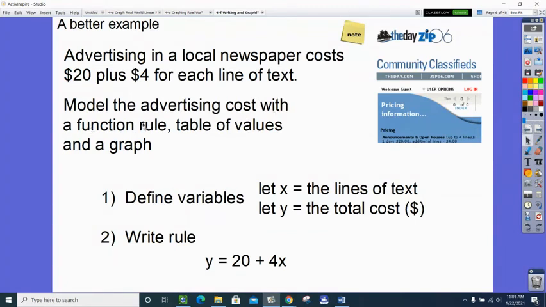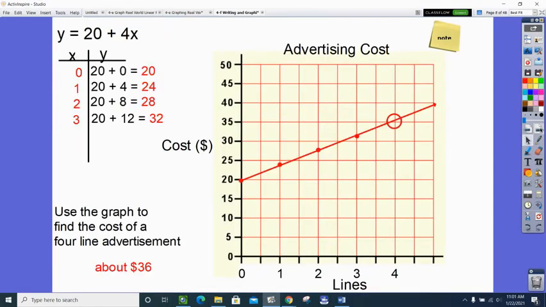Model advertising costs with a function table of values and a graph. I thought there was a question here that was going to ask. I think I must have asked it here. Oh, use the graph to find the cost of a 4-line advertisement. Sorry, I missed that down there. So here's 4 lines, and I go up and I hit the graph, and it looks like it's just above, like if this would have been in the crosshairs, $35, a little bit more, about $36. And that's how I can use the graph to make predictions.